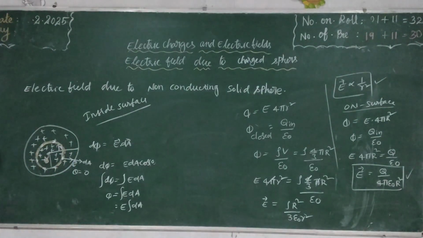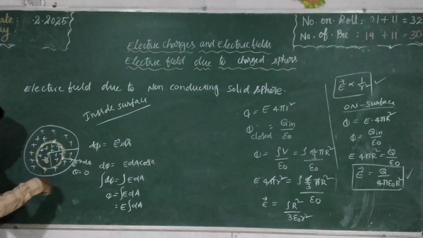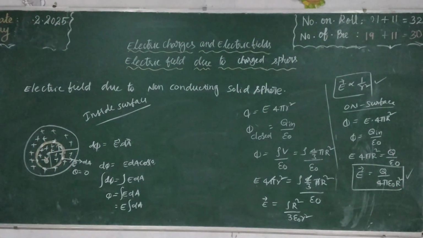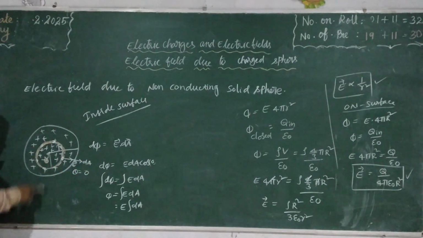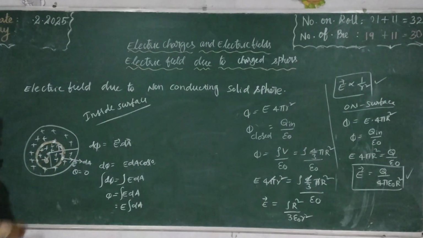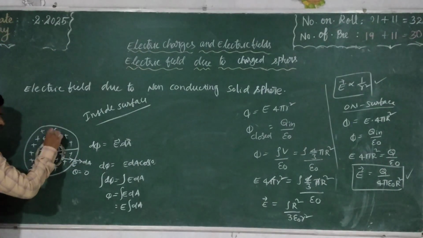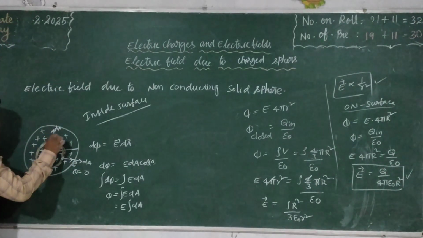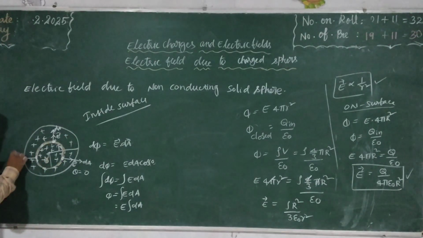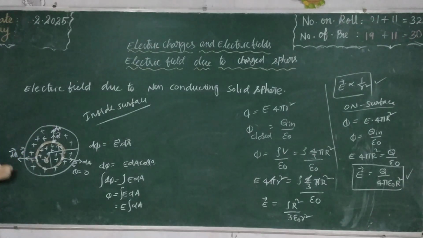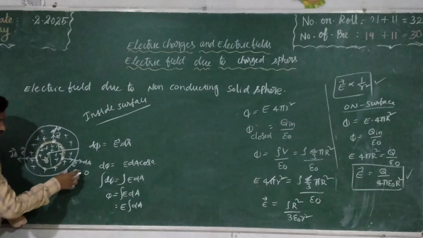Inside the surface, we can draw a Gaussian surface at a distance r from the center. On this surface we can select a small area. The area vector and the electric field vector are in the same direction, both pointing radially outward.